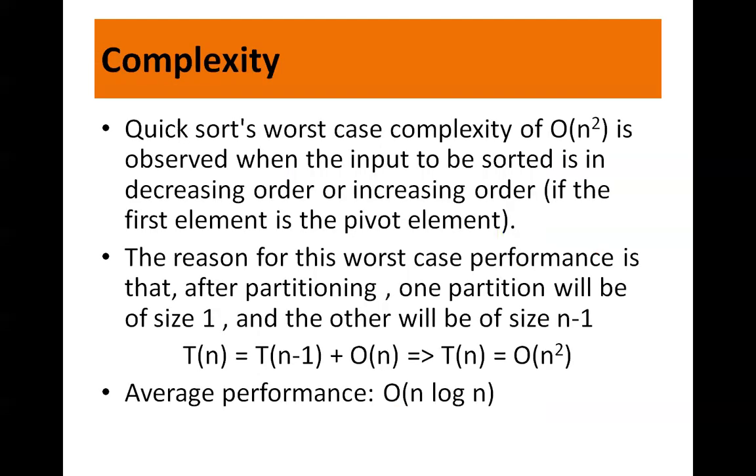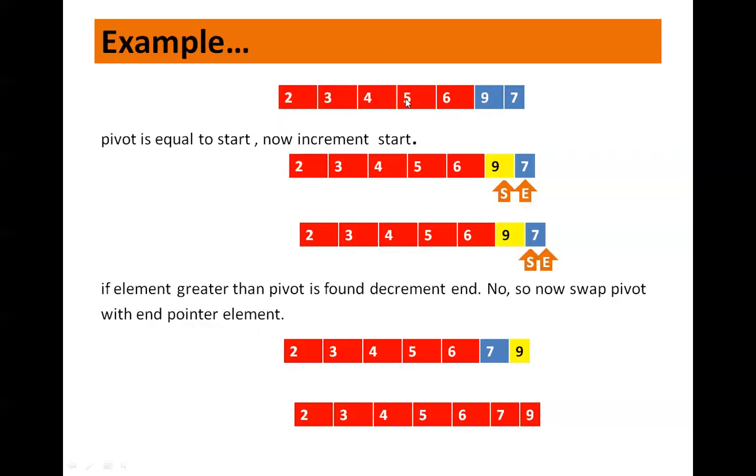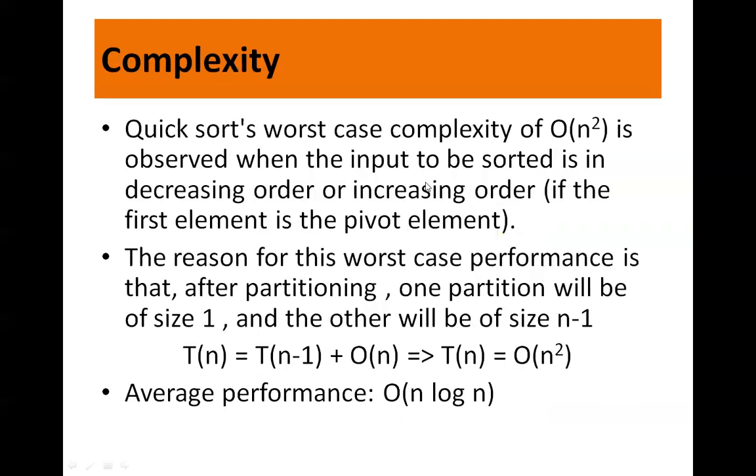Now let's look at the complexity. Quicksort's worst case complexity of big O of n square is observed when the input to be sorted is in decreasing order or increasing order, if the first element is the pivot element. This is what we faced here when we started with 5, 6. There was no swapping. The reason for this worst case performance is that after partitioning, one partition will be of size 1 and the other will be of size n minus 1.